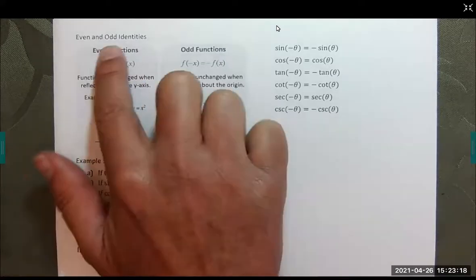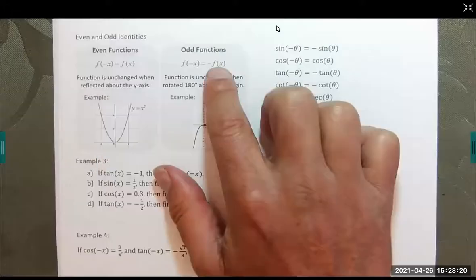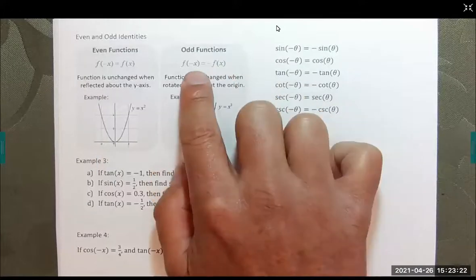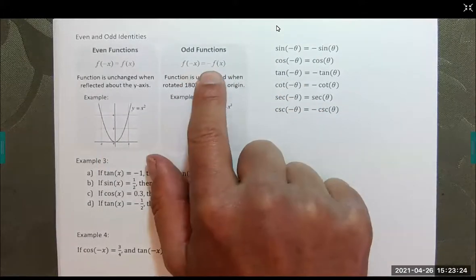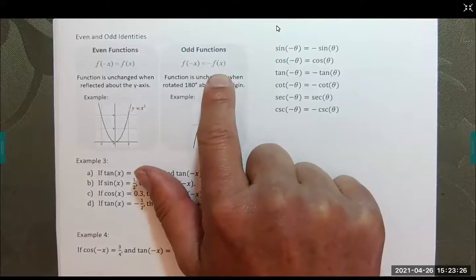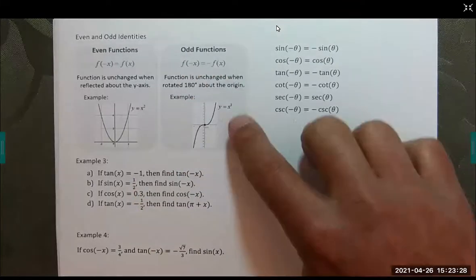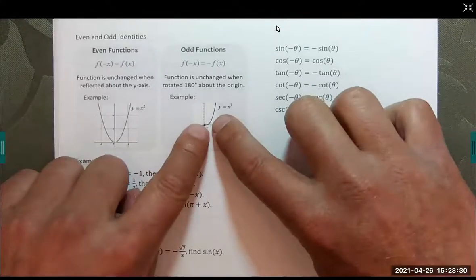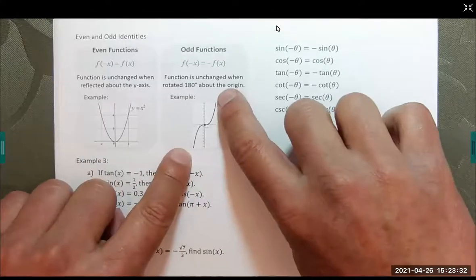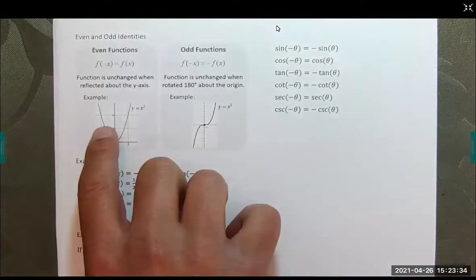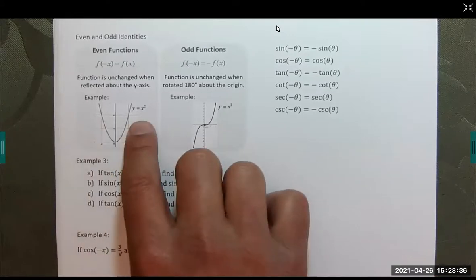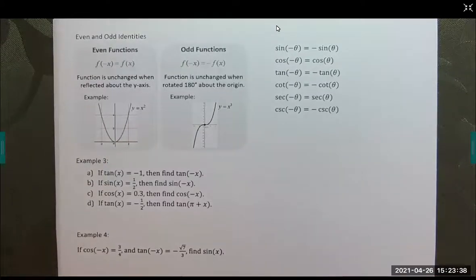That's an even function. An odd function works opposite of that. F of negative x means that it's the negative of that function. Exactly the opposite happens. And you can see from here, they're exactly the same, but in opposite signs. Whereas here, regardless of negative x or positive x, it doesn't matter. They have the same y value.